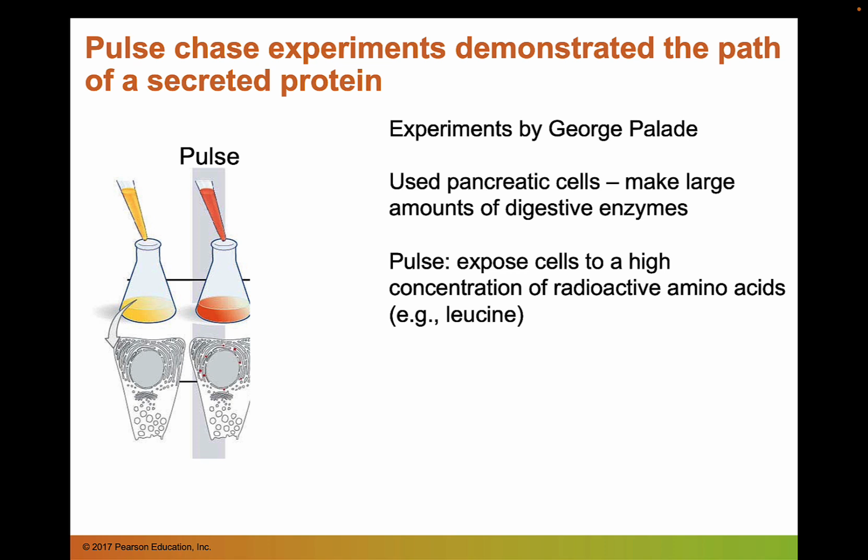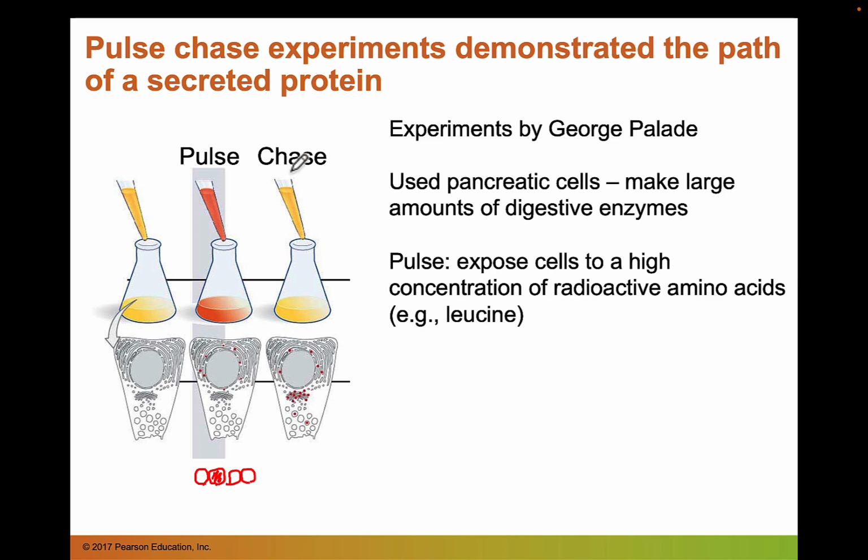So to do a pulse chase experiment, you take a population of cells and you expose those cells to a high concentration of radioactive amino acids. In this case, he used the amino acid leucine. And so I'm going to just diagram out what happens. So as a ribosome is making protein, and it forms a peptide bond with leucine, okay, that leucine is going to be radioactive. And when we use radioactivity, we can actually follow this radioactive protein. It's tagged, and so we can follow it using a variety of techniques, including microscopy.